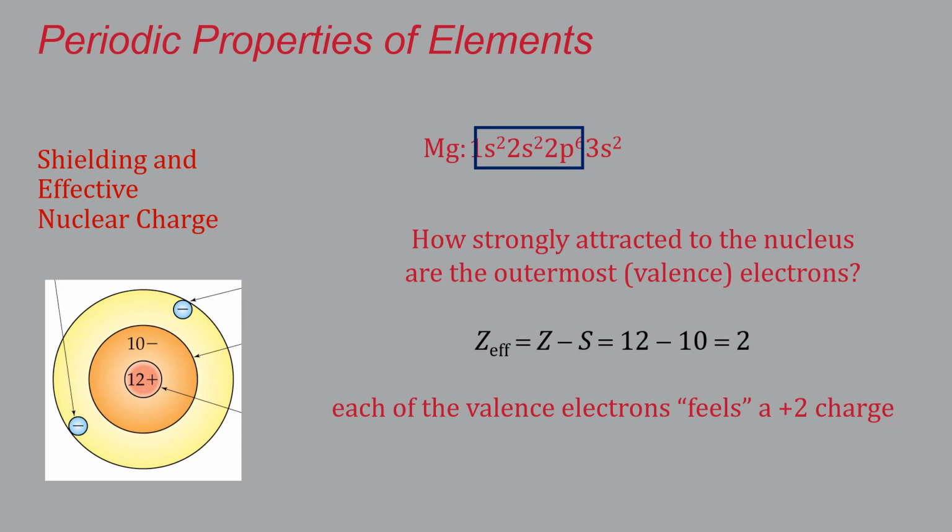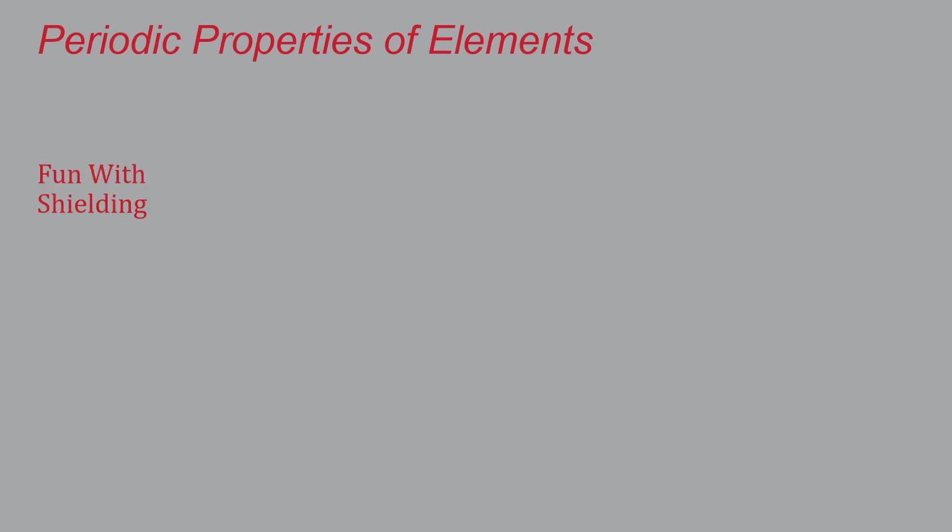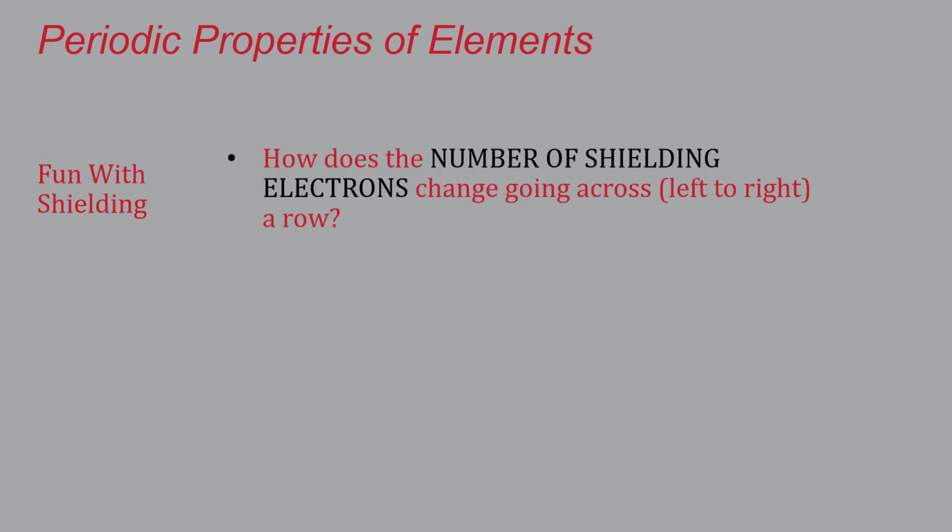So now that you have a sense for how we calculate the effective nuclear charge, bust out your periodic table and let's answer a couple questions. So what I want you to do is take a minute to try to figure out how the number of shielding electrons changes going across from left to right in any one particular row of the periodic table. Hit pause if you need to think about it. And the answer is it doesn't.